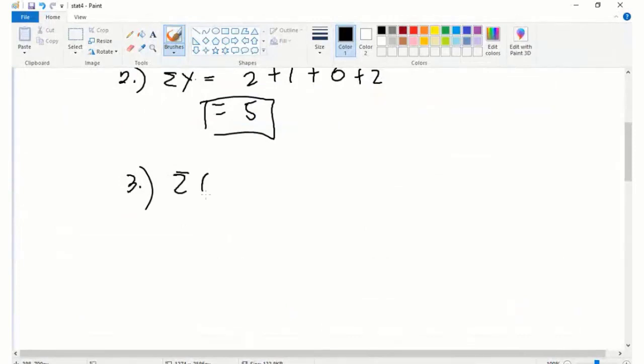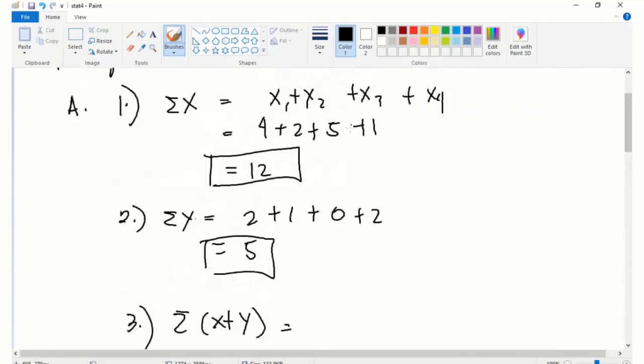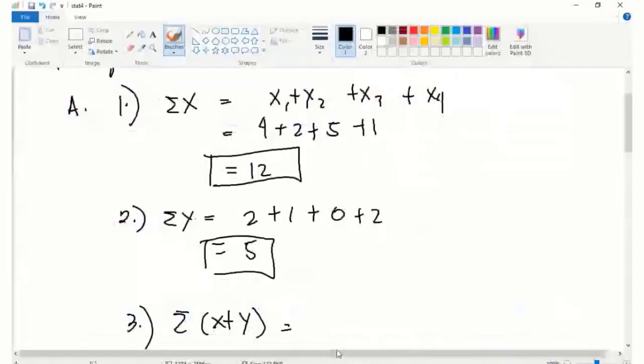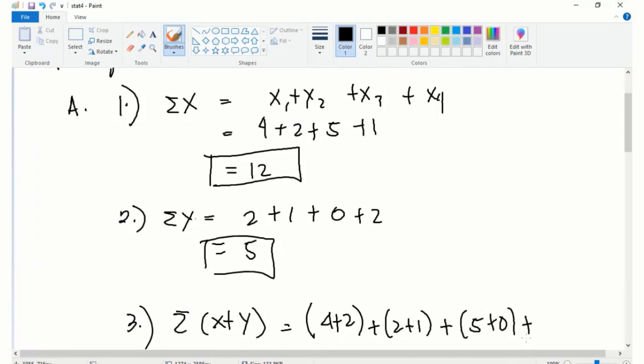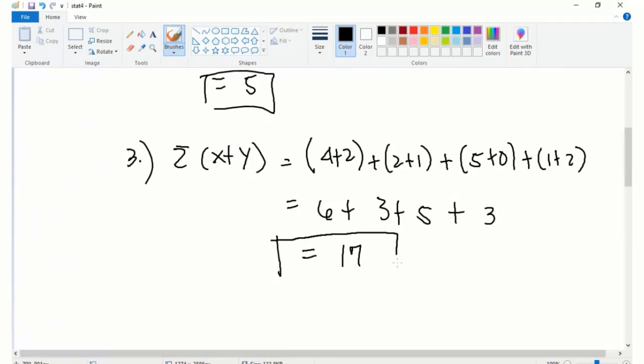Okay, and then we have number 3, which is summation of x plus y. So as you can see, meron siyang parenthesis. So ibig sabihin, unahin mo muna na i-add ang dalawang variable. So i-partner nyo sila guys. Like x sub 1 should be partnered up with y sub 1. X sub 2, ang partner niya ay y sub 2 and so on. So from here, kukunin ko siya, no? So 4 plus 2, plus 2 plus 1, plus 5 plus 0, plus 1 plus 2. So the summation now is 6 plus 3 plus 5 plus 3. So 6 plus 3, 12, 17. No? Tama ba? Paki-check na lang guys.